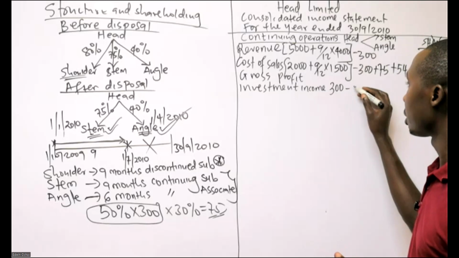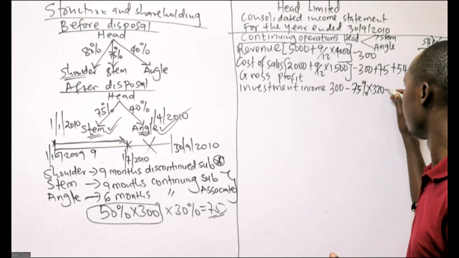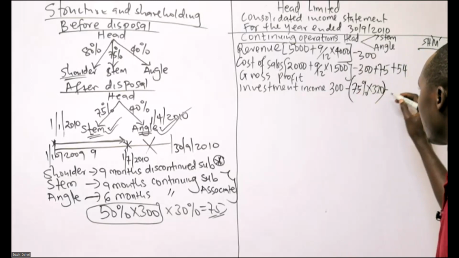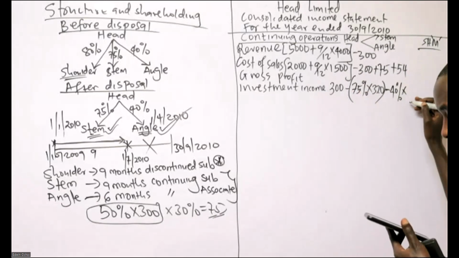So here you say 75% of 320, minus 40% of 150.